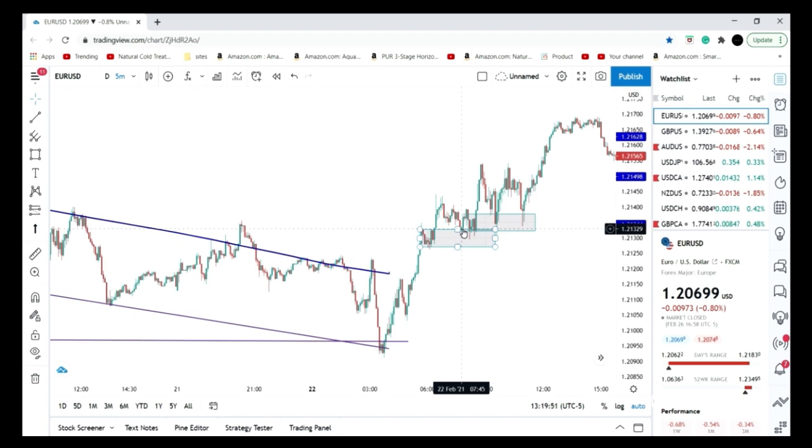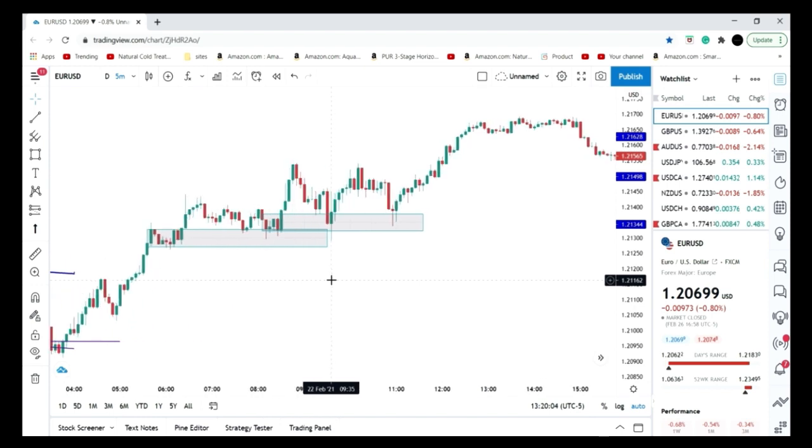So whatever you're risking, as soon as you hit that 1-to-1, let's say you're risking $10, and it goes up $10, you move your stop to break even, and then you let the rest ride. So let me show you a good example.